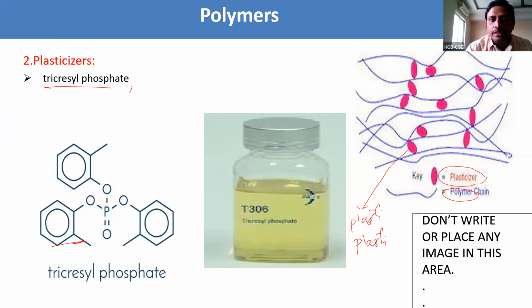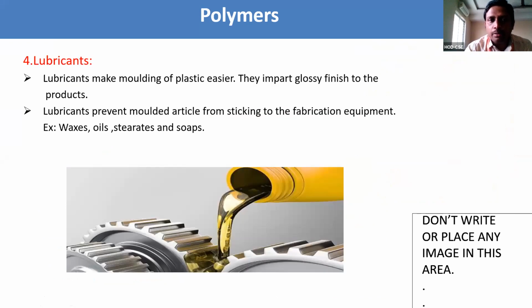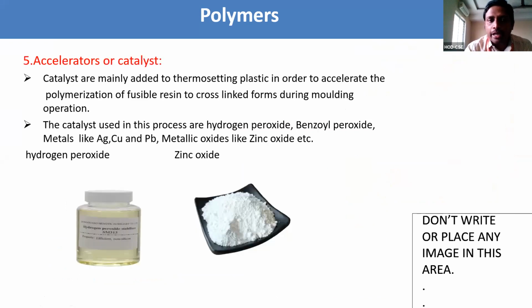We'll discuss this in the next class. Fillers, lubricants are nothing but oils, and catalysts, accelerators are catalysts. These are added to thermosetting plastics in order to accelerate the polymerization of the fusible resin to cross-linked form.